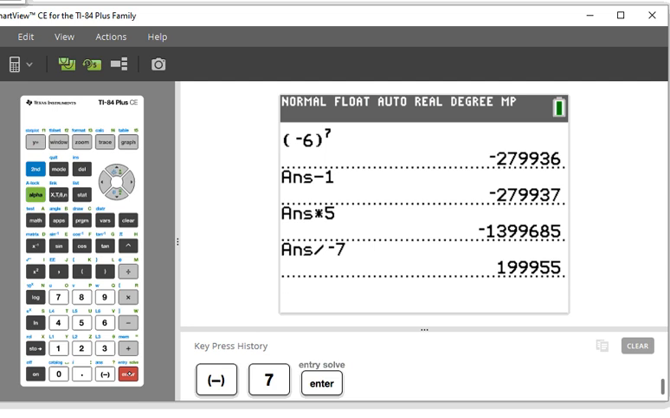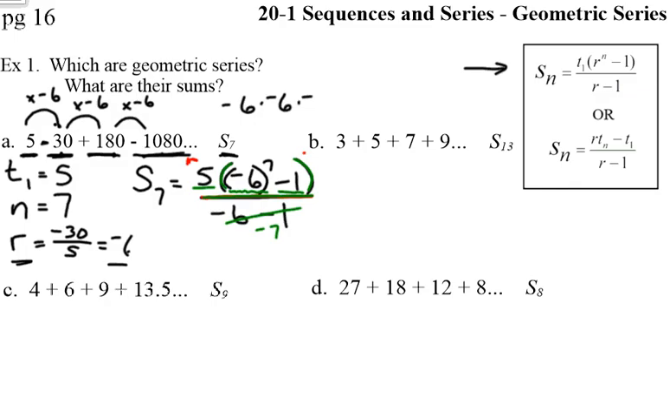What's our answer? The sum of those terms is 199,955. So S of 7 is 199,955. That's the value of the first 7 terms for that series. Breaking my steps down on my calculator. With big formulas, you have to make sure you're following order of ops. Don't just write down what I do. You need to make sure you can do this with your calculator.